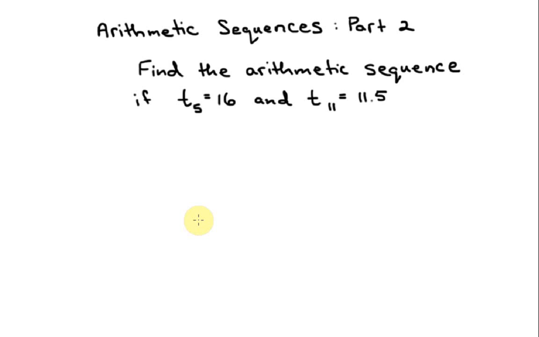Alrighty, welcome to Arithmetic Sequences Part 2, our second look at sequences. And I've put a little question right on the page here to start with. It says, find the arithmetic sequence if term 5 equals 16 and term 11 equals 11.5. Now when they say finding a sequence, they mean find the first three terms, and that kind of sets the tone for the whole sequence.